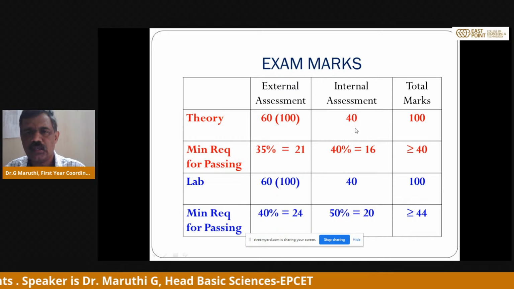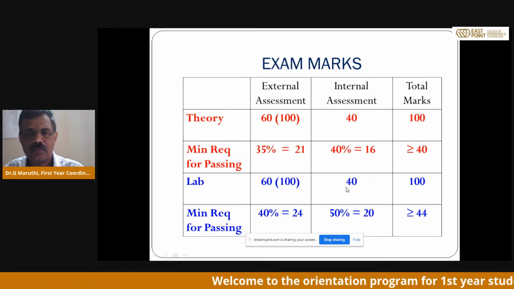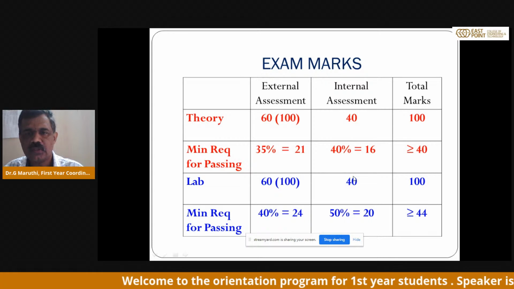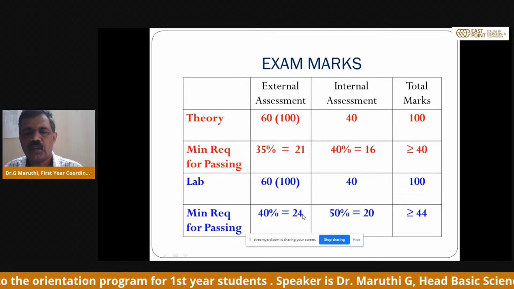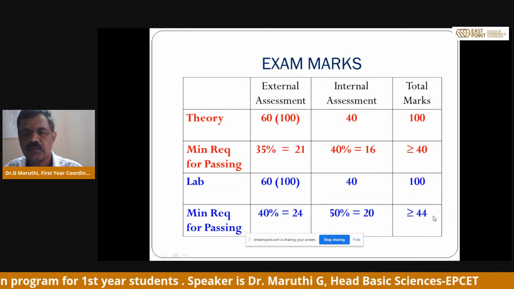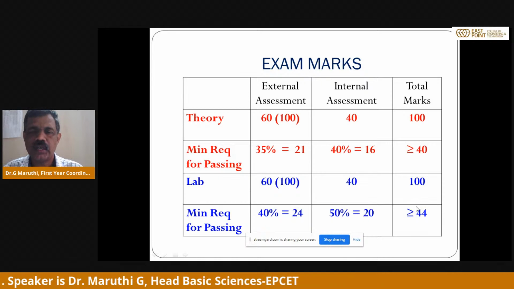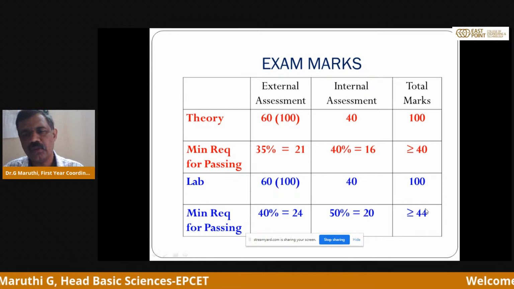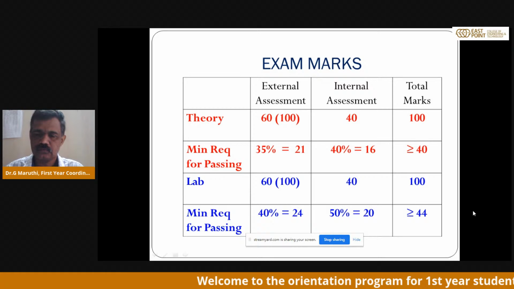And similarly, in the internal assessment, for the theory subject, you need to score at least 40% of the 40 marks, that is 16. But in the lab, you have to score at least 50% of the 40 marks. 50% of the 40 marks is 20, and the total put together will become equal to 44. Therefore, for passing in the lab exam, it should be 44. In the theory, it is 40, but in the lab, it is 44.